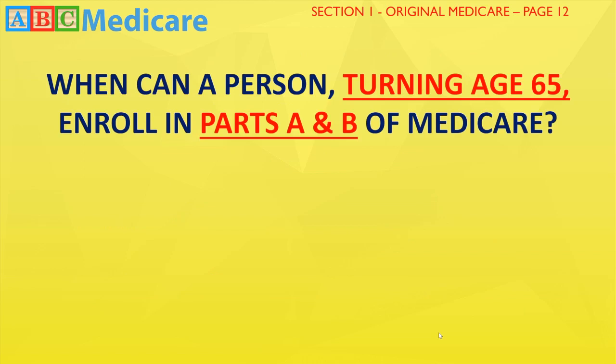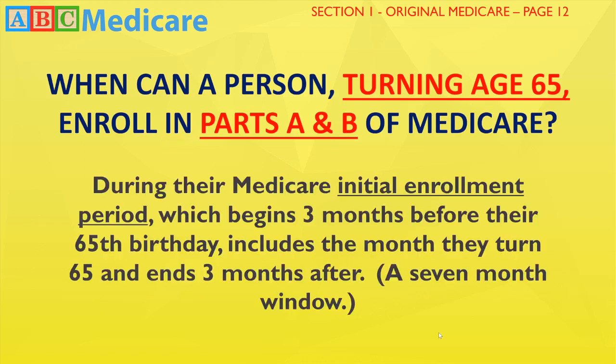When can a person turning age 65 enroll in Parts A and B of Medicare? That's during their Medicare initial enrollment period, which begins 3 months before their 65th birthday, includes the month they turn 65, and ends 3 months after, so that's a 7-month window. The 3 months before their birth month, and then the following 3 months.